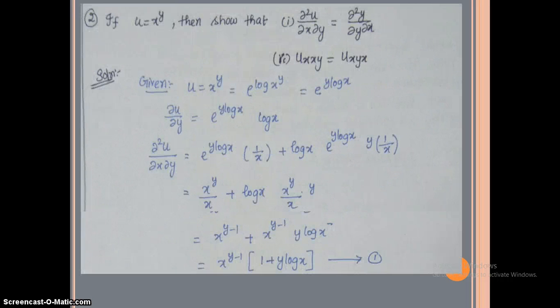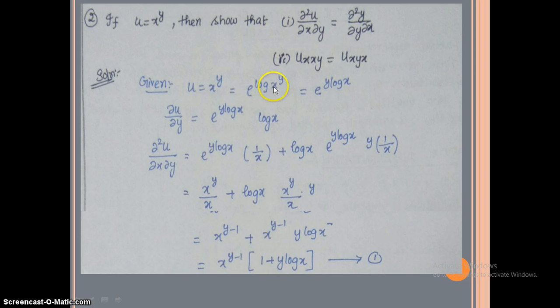So next problem number 2, if u equal to x power y, then show that dou square u divided by dou x dou y equal to dou square u divided by dou y dou x. So this is a first important problem. So here one subdivision is enough, don't take the second one. So given u equal to x power y, then I can raise the power, e power log. What is e power log? Cancelling e and log, we get x power y as it is.